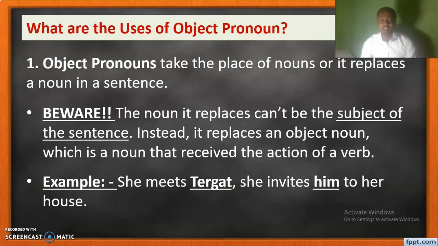Look at this example. She meets Tergat. She invites him to her house. Tergat is the object noun in this sentence, and we replace it with the object pronoun him. So the subject of this sentence, as you can see from the sentence, is she, the pronoun she.